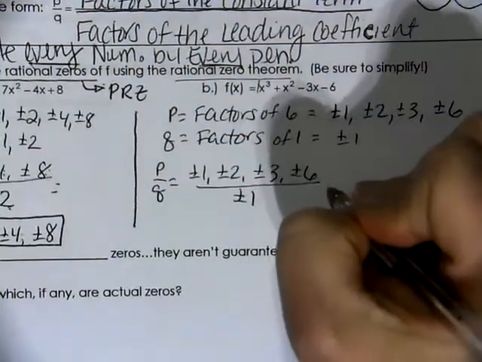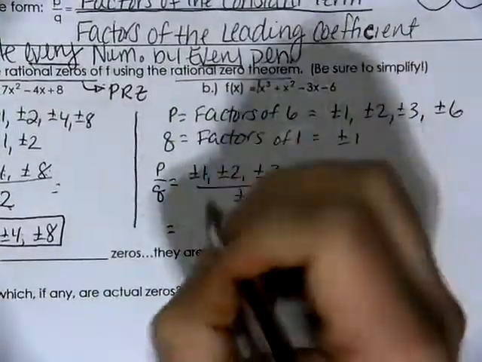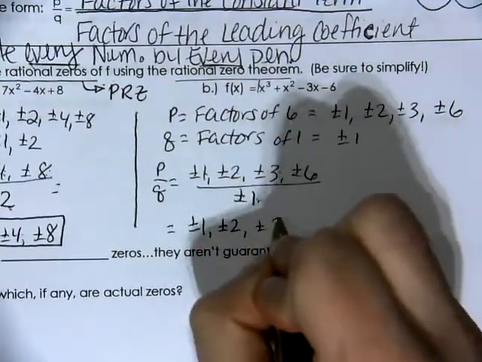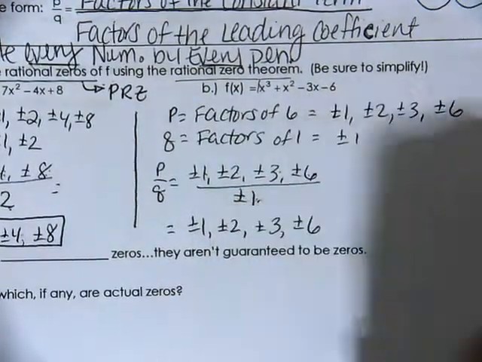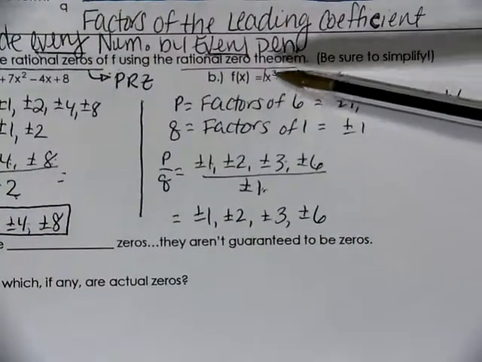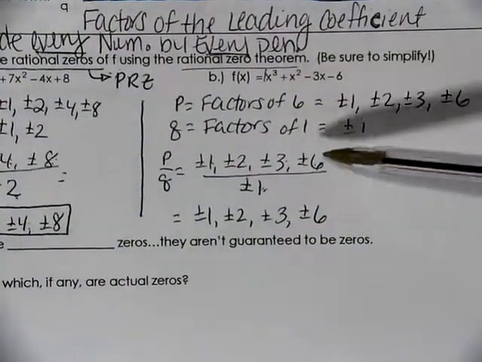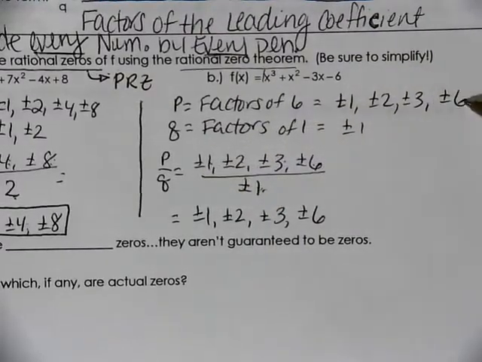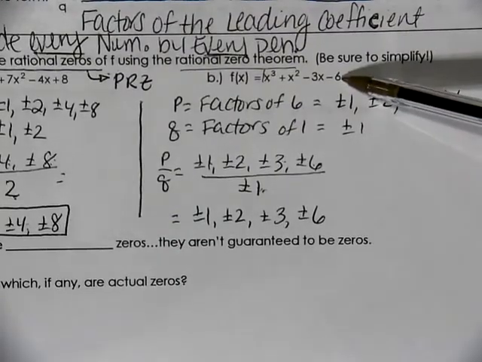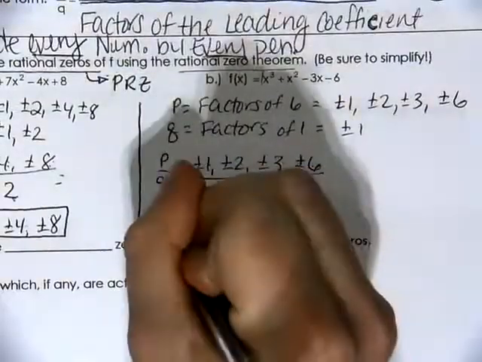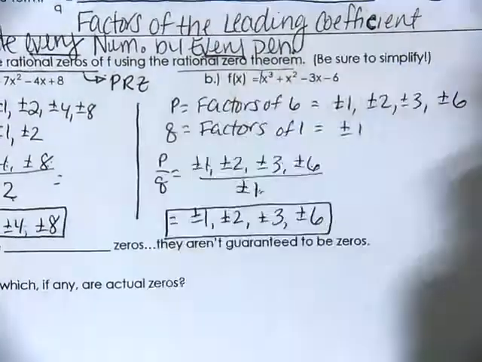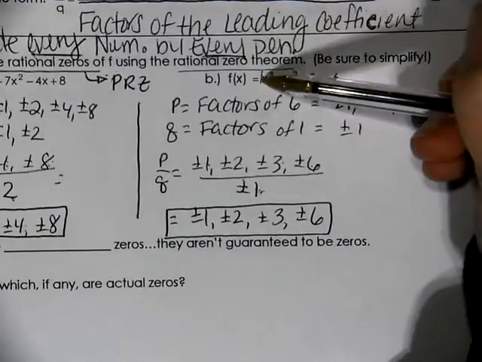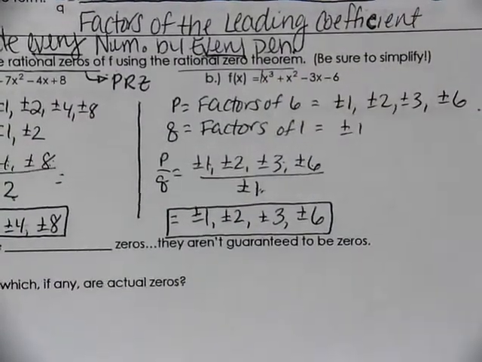So now I'm going to divide every numerator by every denominator. 1 over 1 is plus or minus 1, 2 over 1 is plus or minus 2, 3 over 1 is plus or minus 3, and 6 over 1 is plus or minus 6. Now, whenever your leading coefficient is 1, you really do not need to show this fractional work because you're just going to end up with the factors of your constant term anyways. So all you need to do is simply list the factors of your constant term and you're good to go. This is only true if your leading coefficient is 1 or a negative 1.